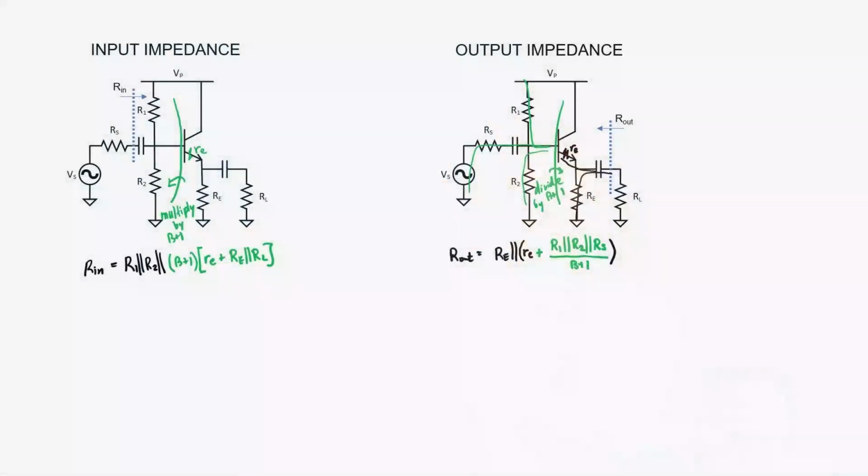Now look at the expressions and see what we can learn. First of all, the input impedance here is high. It's high because beta is a large number, and if you design the amplifier properly, you can use bigger resistors for R1 and R2. Secondly, the output impedance is small. It's small because beta is a big number and you're dividing something by it, and little r sub e is typically a number on the order of a few ohms.